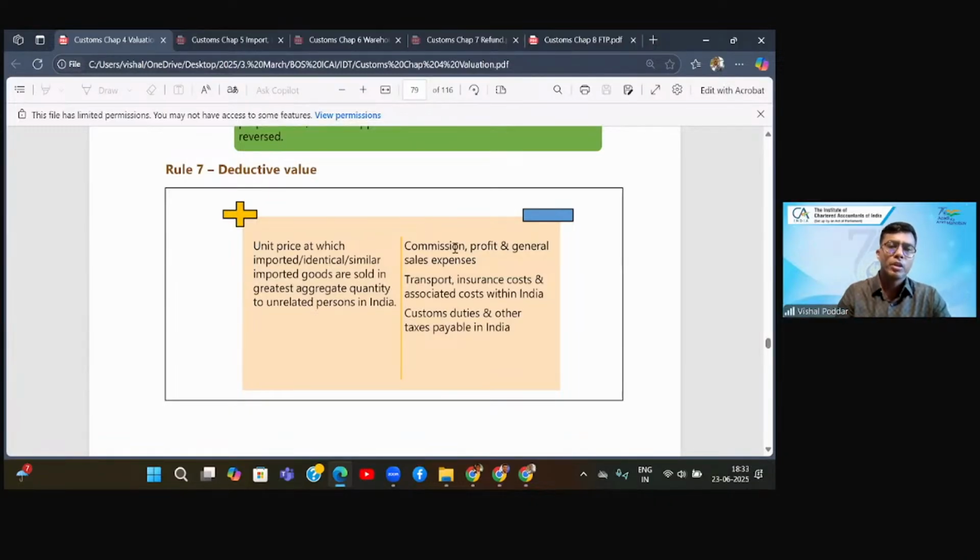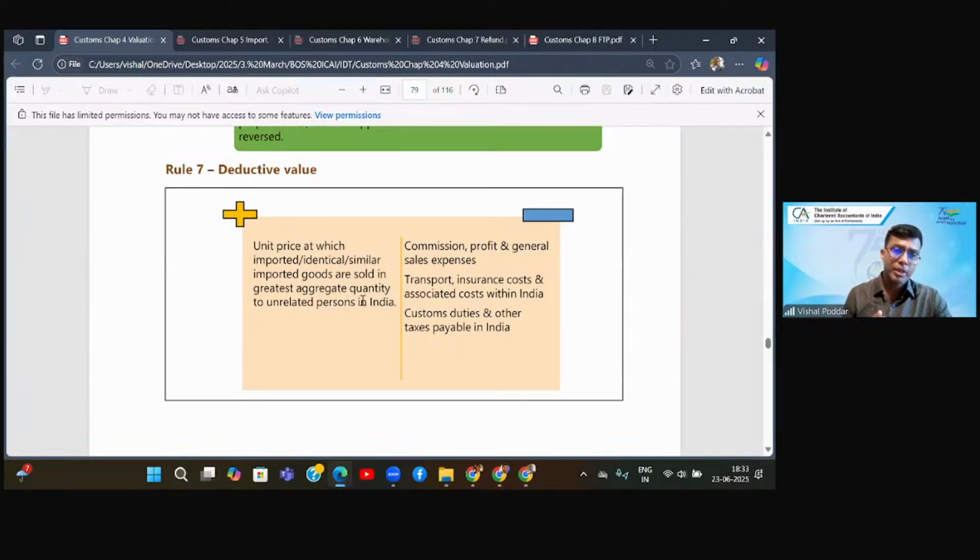So we take the unit price, that is per unit price at which this imported goods, etc., are sold in greatest aggregate quantity to unrelated persons in India. So after import, when these goods are sold in India without any major alterations, then that sale price is the starting point, and then you will deduct all these things from that price. Is this clear? Now somebody will ask me what is greatest aggregate quantity.